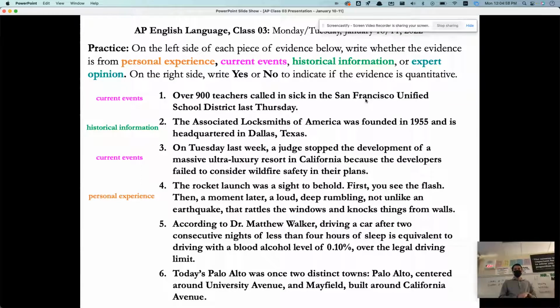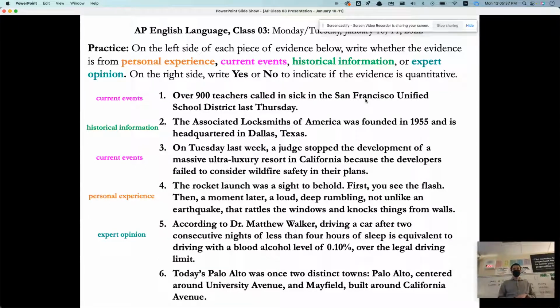According to Dr. Matthew Walker, driving a car after 2 consecutive nights of less than 4 hours of sleep is equivalent to driving with a blood alcohol level of 0.1% over the legal driving limit. This is expert opinion. Dr. Matthew Walker is an expert on sleep research. The fact that he's a doctor alone is sufficient, honestly, for this to be expert opinion. You've got 2 consecutive nights, less than 4 hours of sleep, and the quantity 0.1%, which is of blood alcohol content. All of those are quantities, so it is quantitative.